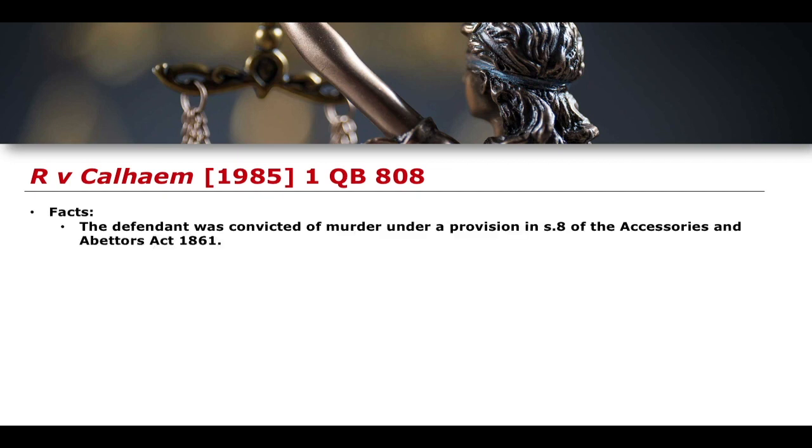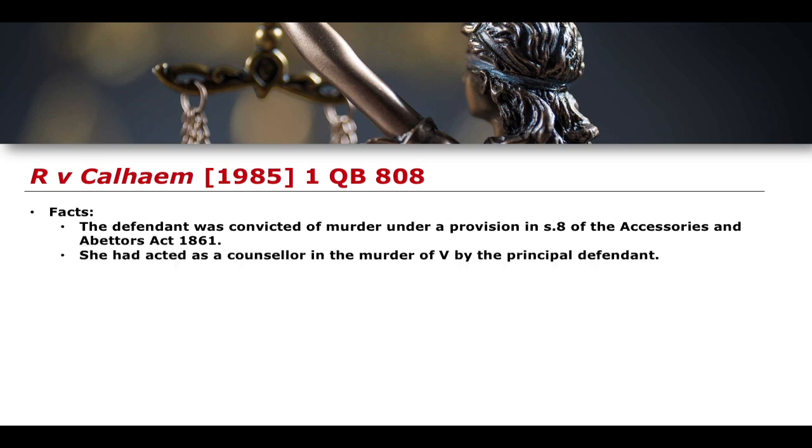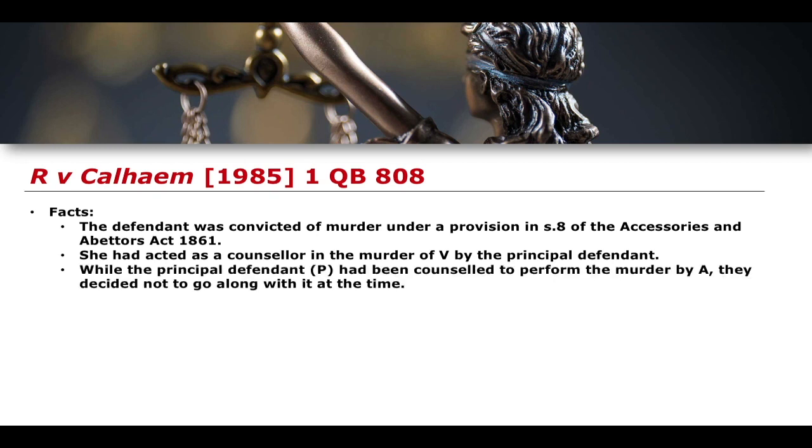So the facts of this case are as follows. The defendant in question was convicted of murder. They were convicted of murder under a provision of Section 8 of the Accessories and Abettors Act from 1861. She had acted as a counsellor in the murder of the victim by the principal defendant. So the person who was the defendant in this particular case was the, quote, counsellor, the advisor in the murder of the victim, by a principal defendant who, of course, also was found guilty of murder.